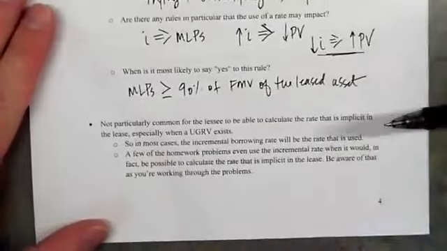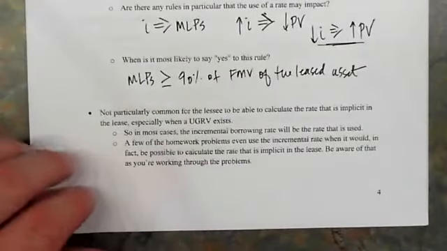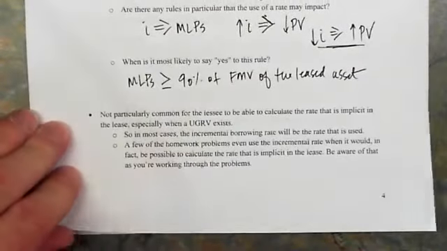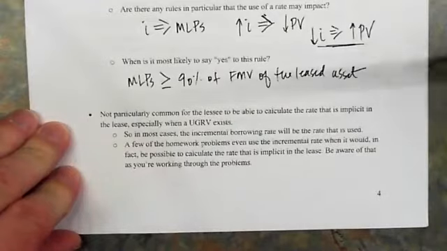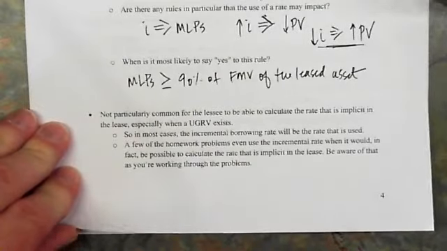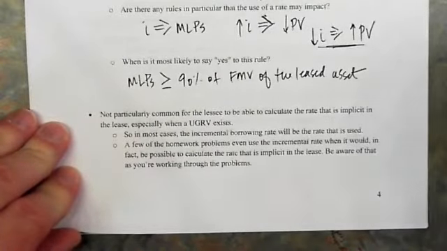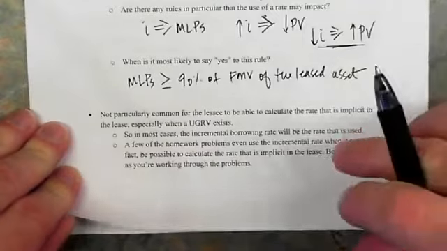Like I said, it's not particularly common for the lessee to be able to calculate the lessor's implicit rate of return. And so a lot of times we'll just use the incremental borrowing rate. But if the lessee knows both, they need to use the lesser of the two of those.